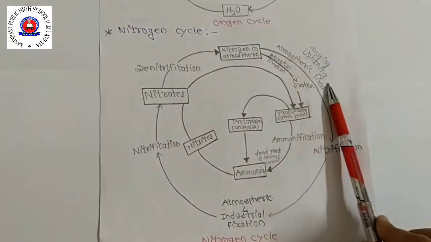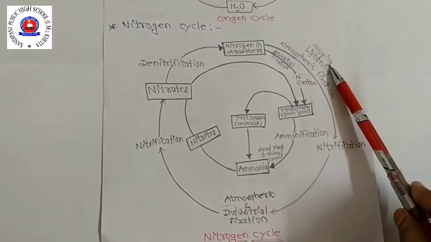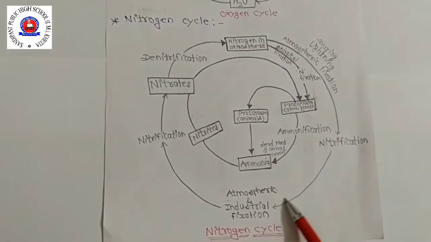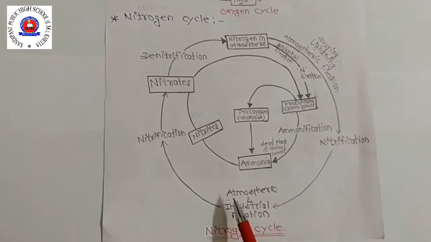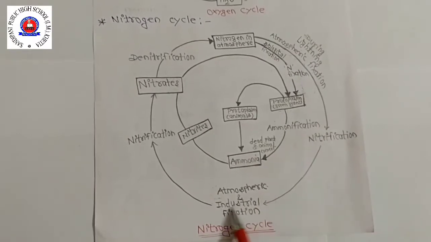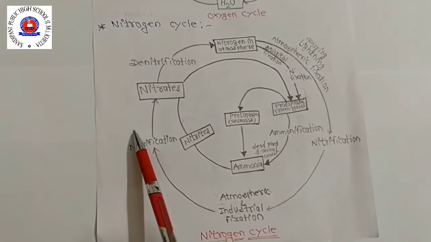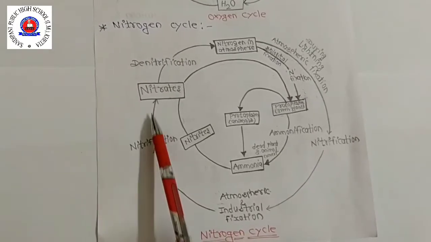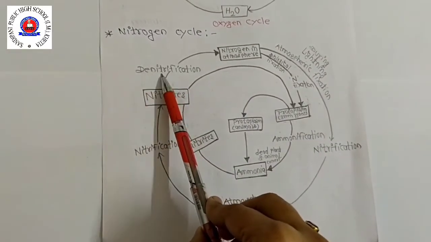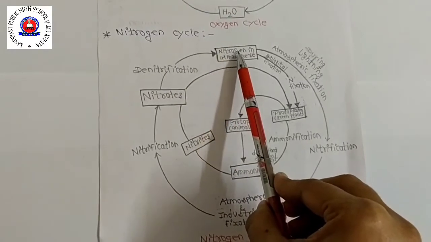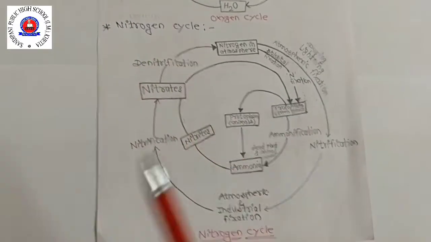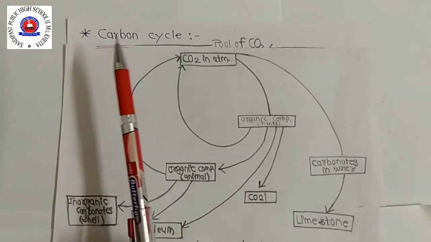Now about atmospheric fixation. In atmospheric fixation, during lightning, atmospheric nitrogen is directly converted into nitrate form, and industrial fixation means fertilizer formation, which also directly converts into nitrates. So that is the nitrification process. Then these nitrates, meaning free nitrogen, come back into the atmosphere with the help of denitrification. Clear? So this is simple: there are two types of fixation in the nitrogen cycle. Okay, the next cycle is the carbon cycle.